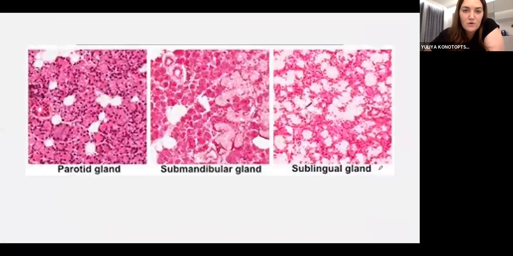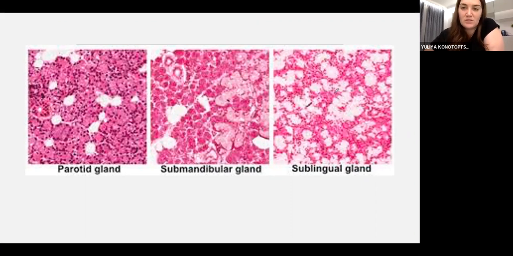Just for you, so to make sure that you can differentiate, right? So parotid: only serous, lots of adipocytes, lots of connective tissue. Submandibular: lots of serous, a little bit of mucous acini, lots of adipocytes but fewer than in the parotid, and lots of connective tissue, but less than in the parotid.